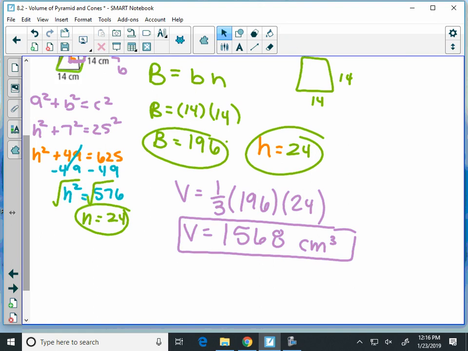So again, when something is missing, use the Pythagorean theorem to find it. Sometimes, rarely, you will use trig. More than likely, though, you can use the Pythagorean theorem.